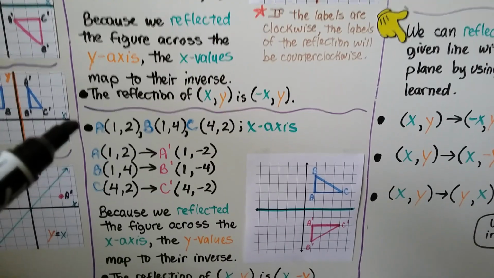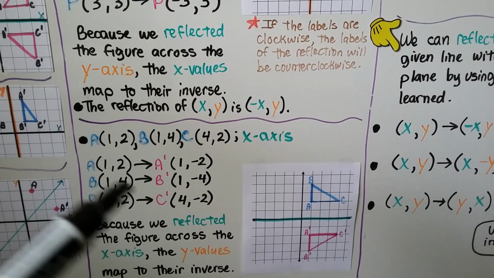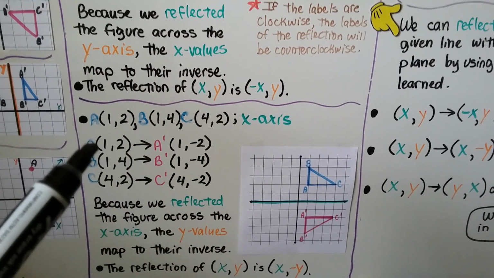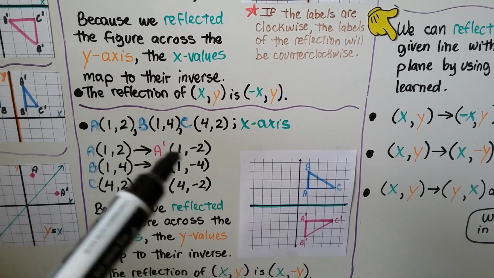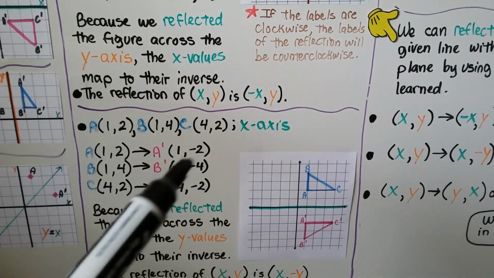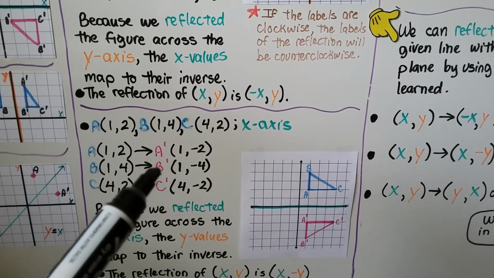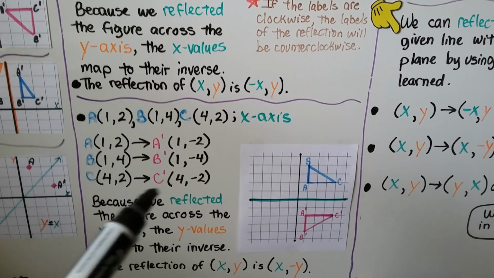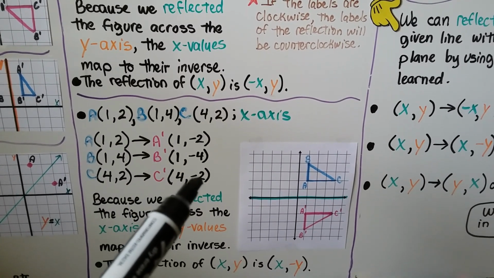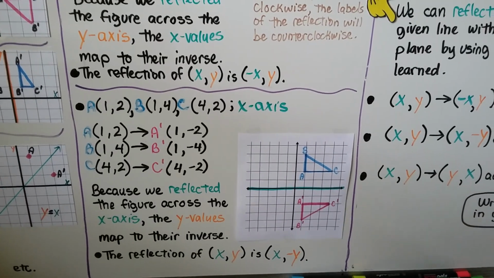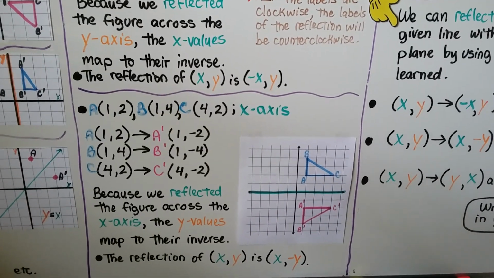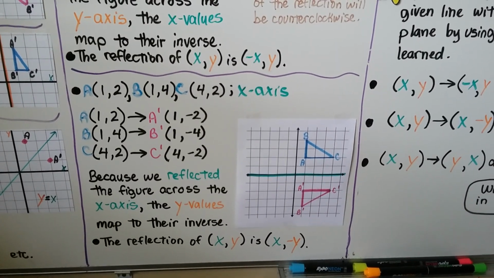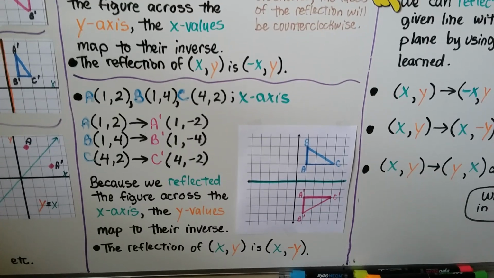Here we've got the points, the ordered pairs for A, B, C. We need to reflect it across the x-axis. And A is at a 1, 2. It's going to map to A prime as a 1, negative 2. See what happened? B at 1, 4 is going to map to B prime at 1, negative 4. Look at that. And C at 4, 2 is going to map to C prime at 4, negative 2. So because we reflected the figure across the x-axis, the y values map to their inverse. So the reflection of x, y is x, negative y.